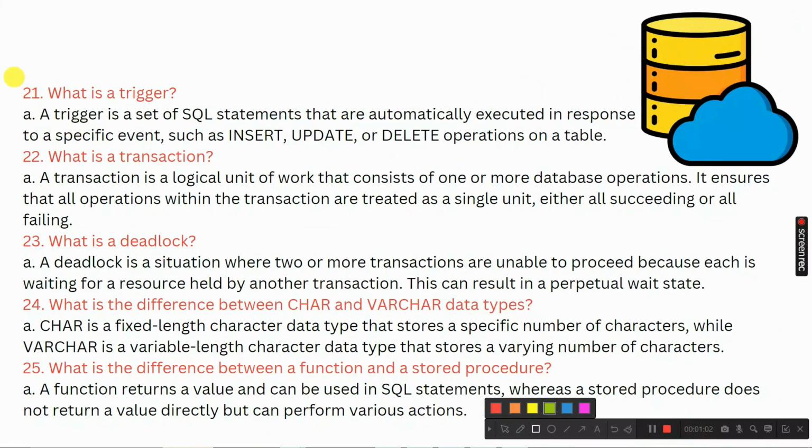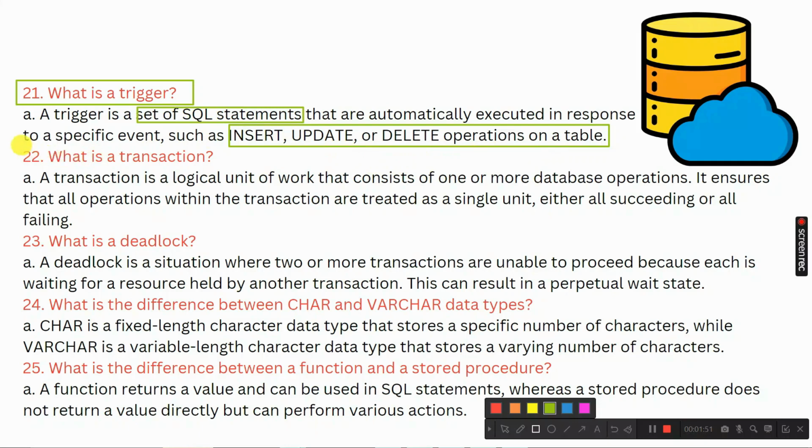Then the next question is, what is a trigger in SQL? This is also one of the most important questions that you can face during your interview process. The answer is, a trigger is a set of SQL statements that automatically executes in response to a specific event such as insert, update, delete operations on a table. It means a trigger is nothing but a set of SQL statements that will automatically execute whenever an event like insert, update, delete is performed on a particular table in a database. That is called the trigger.